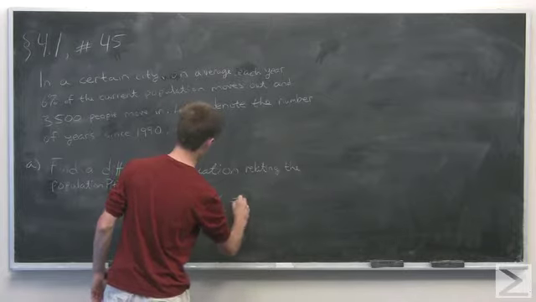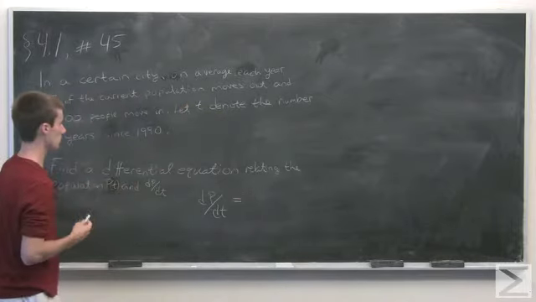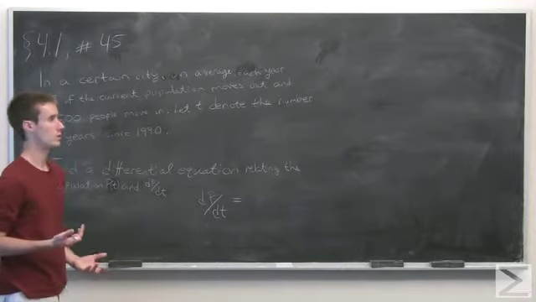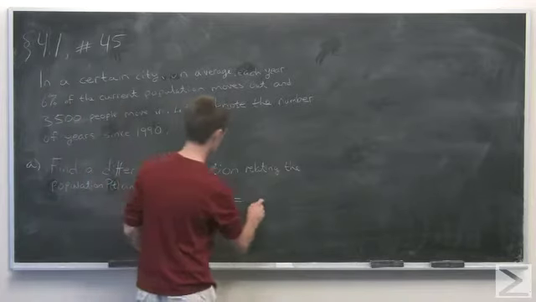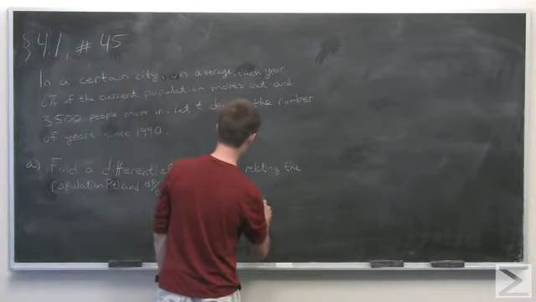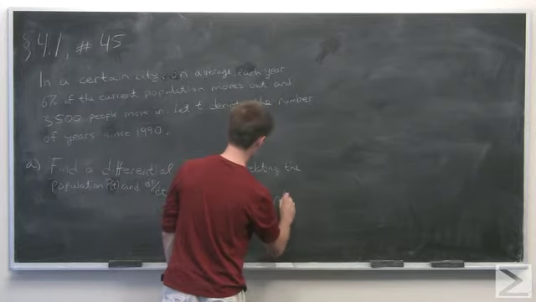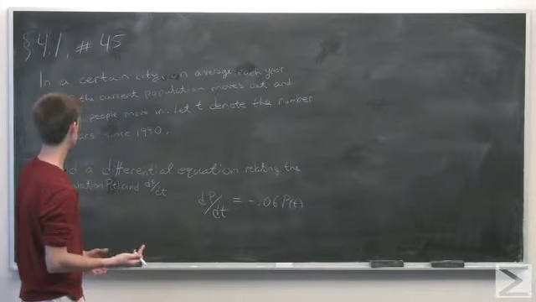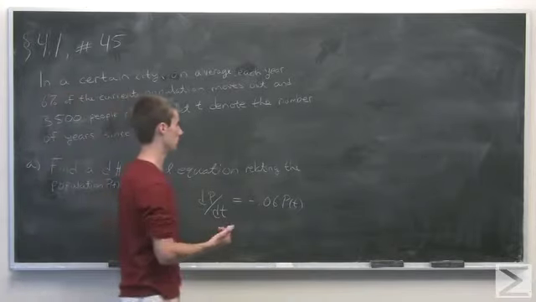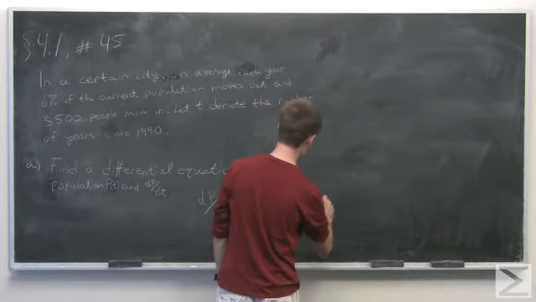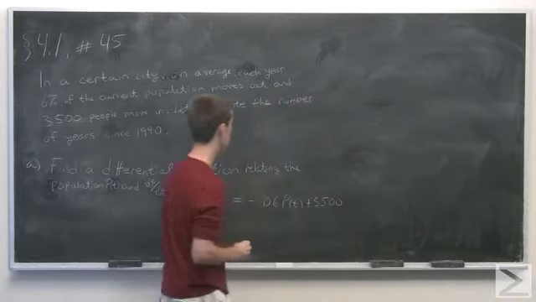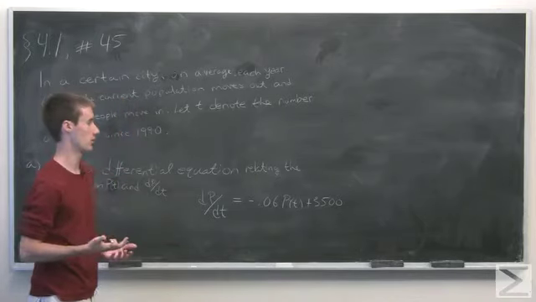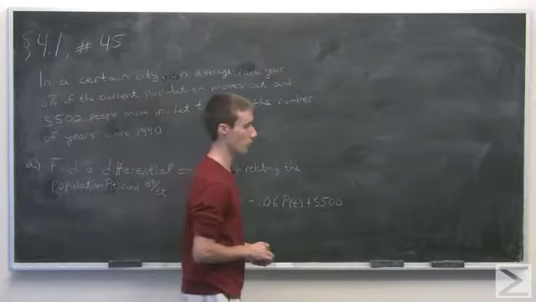The rate of change of the population with respect to time is just going to be equal to, well, we know that 6% of the current population is moving out, so we have a negative growth of 0.06 P of t, but then we have 3,500 people moving in, so we have positive growth of 3,500. We say that dP/dt equals negative 0.06 P of t plus 3,500 is a differential equation relating these two quantities.